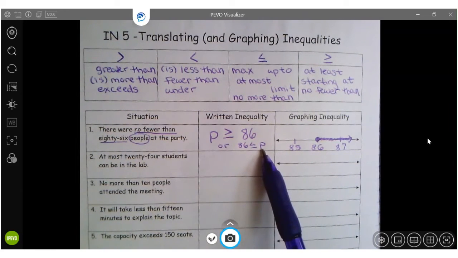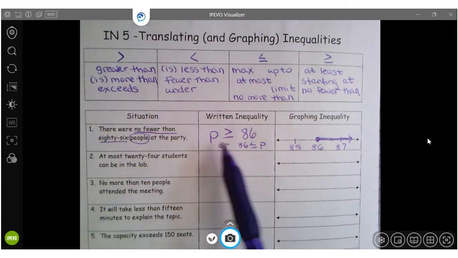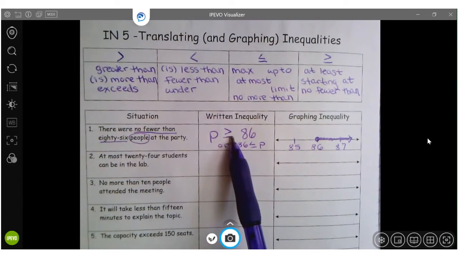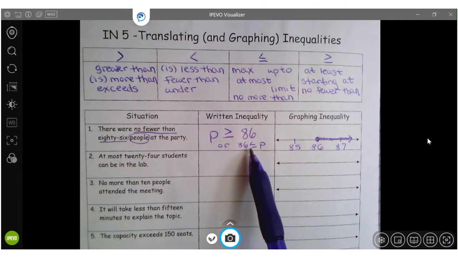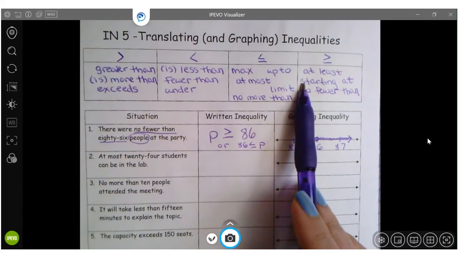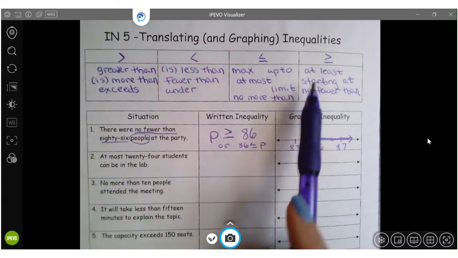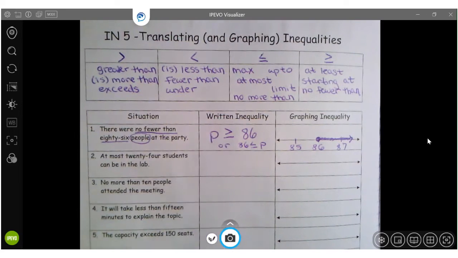You can translate it to this. You could have an answer choice on a test that is flipped around like this. But this should always be your starting point, or it's going to be very easy to make mistakes. Because if you don't write your variable first and you see "no fewer than" means greater than or equal to, and you write 86 first and then you write greater than or equal to, that's not going to be correct. So these keywords are if your variable is written first. Let's make sure everybody understands that first. You can flip it around afterwards, but write your variable first.